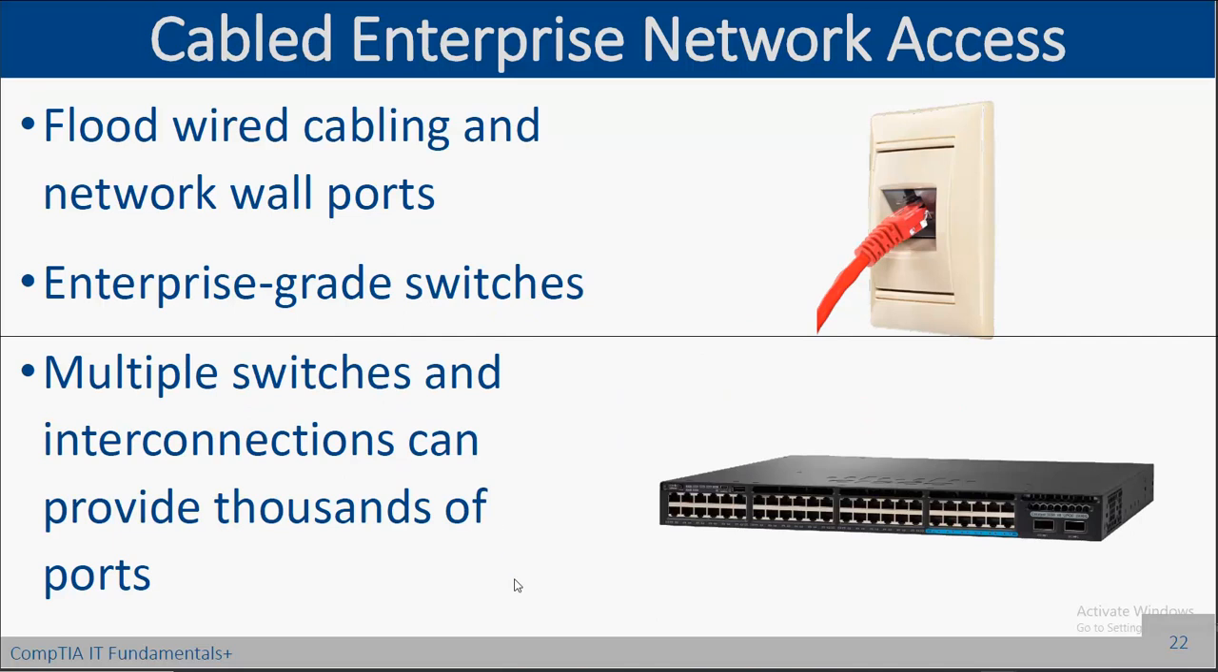Now, when it comes to an enterprise, this is a typical switch, floor wire cabling and network wall port. So basically, you have a connection, then you have a switch with many ports, right? Enterprise-grade switches accommodate many connections. And then if you need more than that, you can connect a switch to another switch, right? And again, in big companies, you have thousands of connections connected to these network devices.